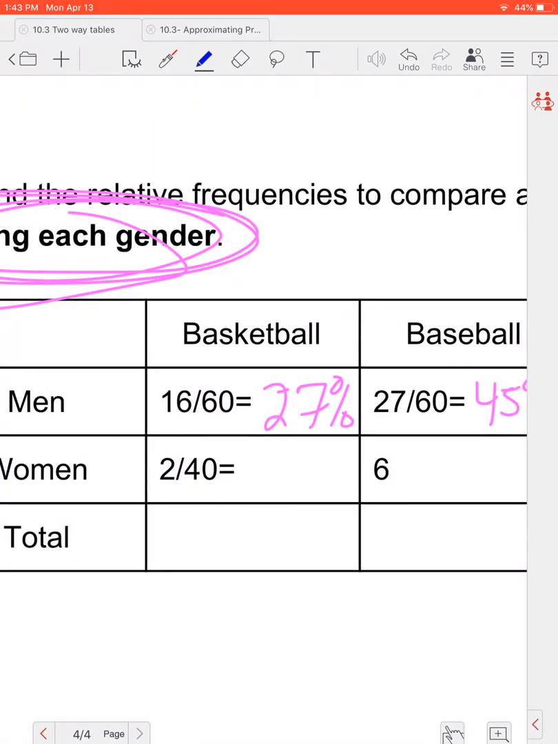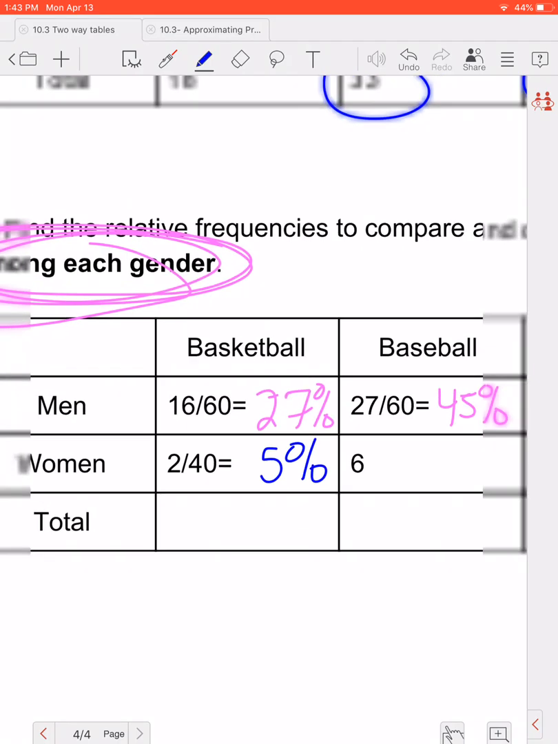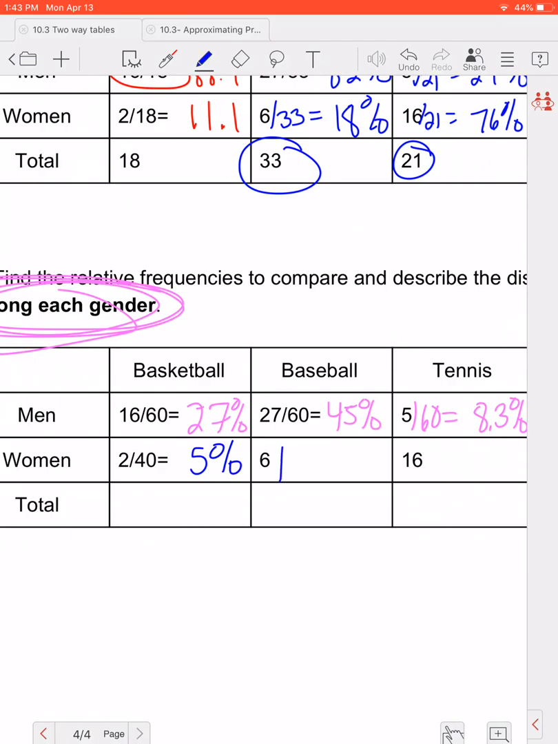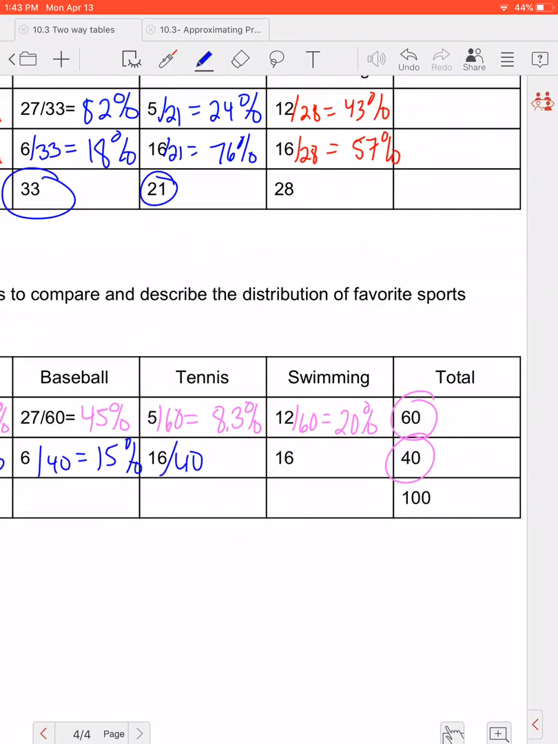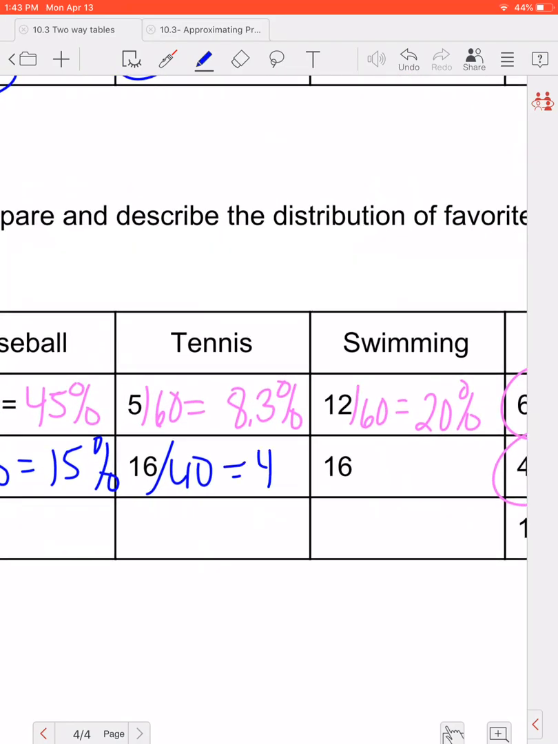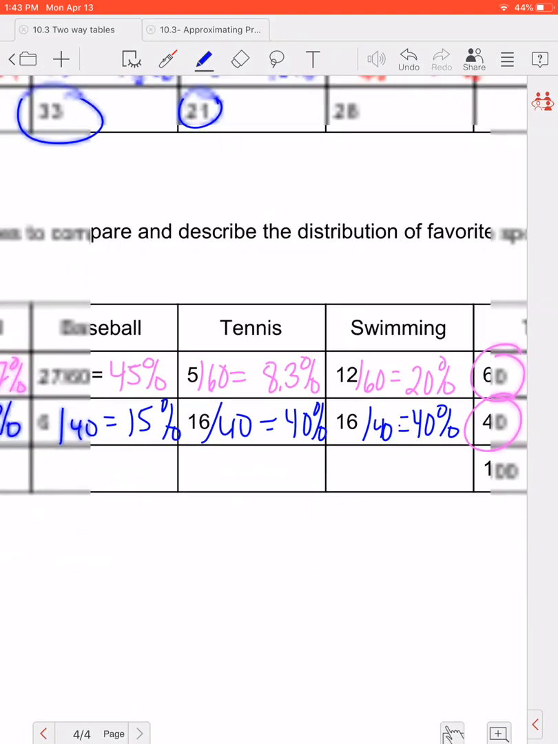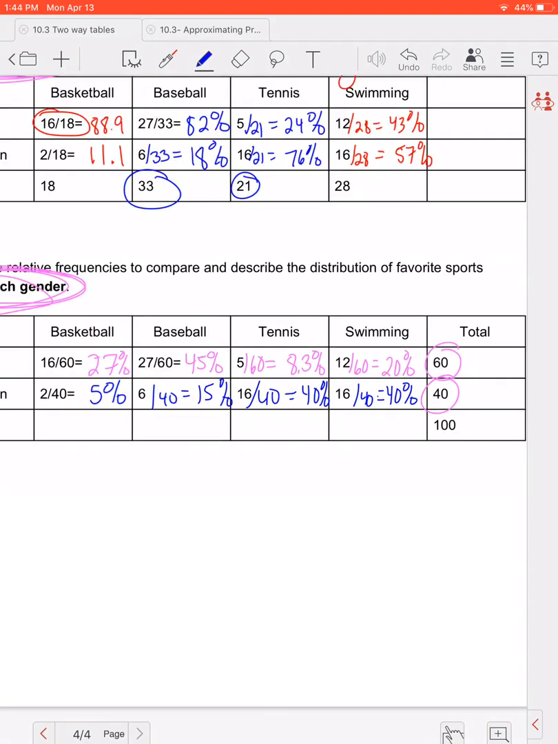So 2 divided by 40 gives me 5%. So very few women like to play basketball in this group. 6 divided by 40. Not very much more than basketball. So we're going to have 15%. 16 divided by 40. So we're getting more and more here, which is about 40%, and 16 divided by 40 would be another 40%. So women definitely prefer tennis and swimming over basketball and baseball in this case, okay?